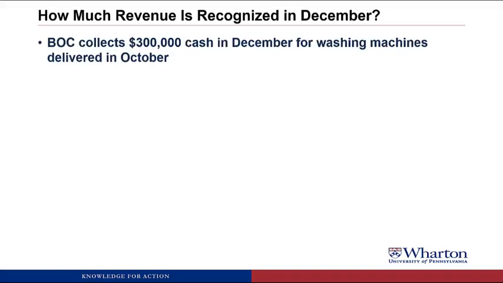BOC collects $300,000 cash in December for washing machines delivered in October. The answer here is 0. Presumably, when BOC delivered the washing machines in October, they also sent an invoice so that they could book the revenue of $300,000 in October when those revenue recognition criteria were satisfied. In December, BOC is just collecting the cash on accounts receivable. They can't book the revenue again, or they'd be double booking it, so there wouldn't be any revenue in December. It was all booked in October.